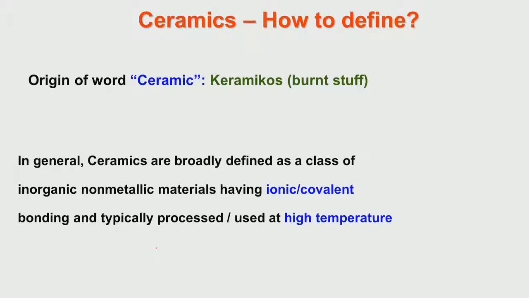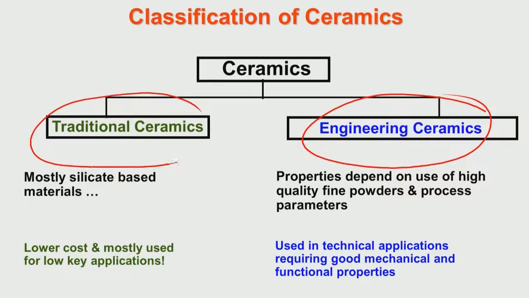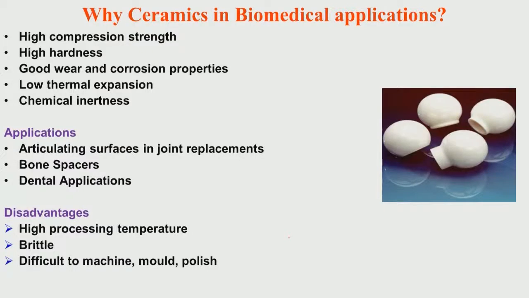So, this is a formal textbook type of definition of ceramics. In general, ceramics are broadly defined as a class of inorganic non-metallic materials. They have a combination of ionic and covalent bonding, and typically are processed at high temperature. There are two broad classifications: engineering ceramics and traditional ceramics. Engineering ceramics depend on the use of high quality fine powders and process parameters, and they are used for a variety of applications, right from special tiles to the artificial bone structure, which we will discuss more and more in this course.